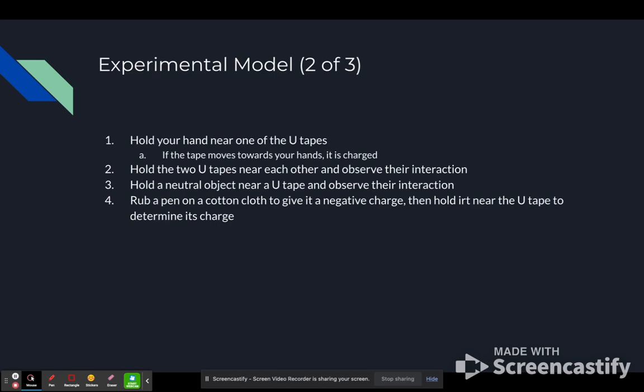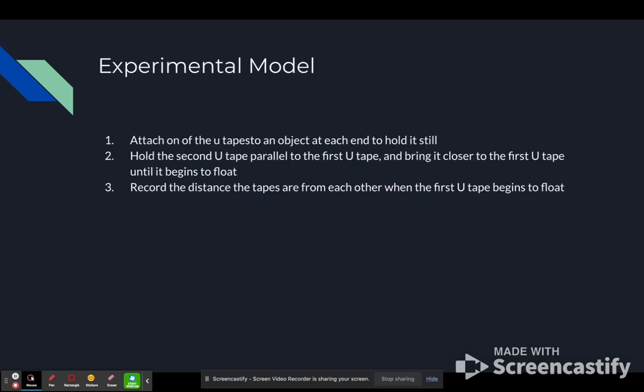Hold your hand near one of the U-tapes. If the tape moves towards your hand, it is charged. Hold the two U-tapes near each other and observe their interaction. Hold a neutral object near a U-tape and observe their interaction. Rub a pin on a cotton cloth to give it a negative charge. Then hold it near the U-tape to determine its charge.